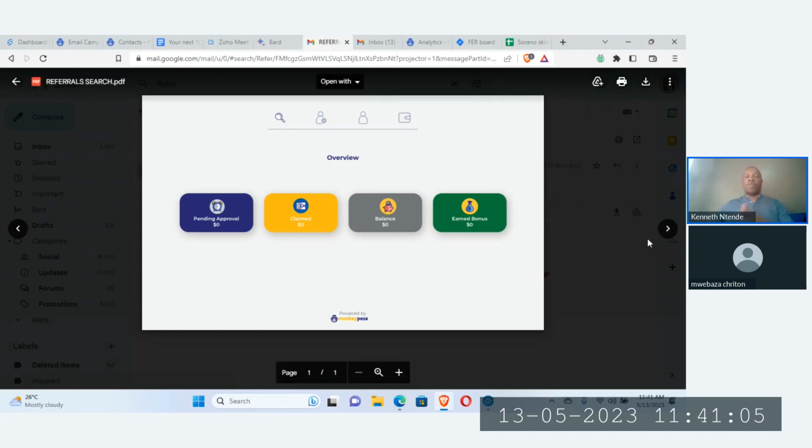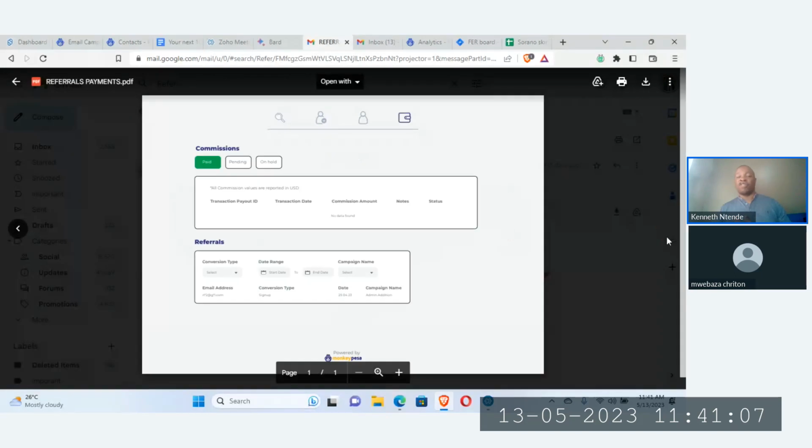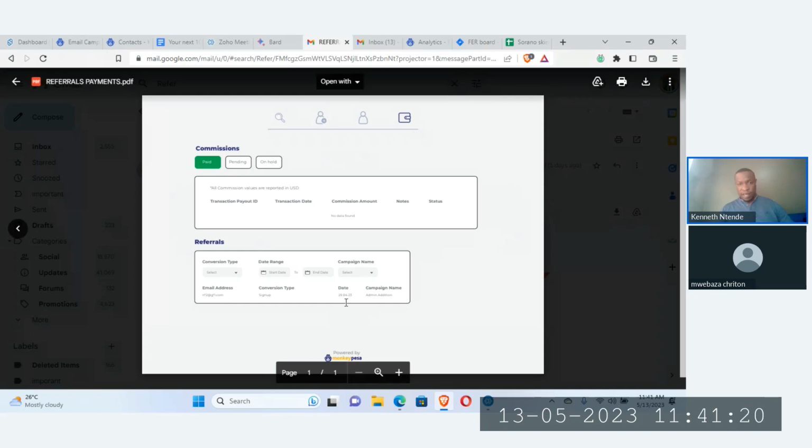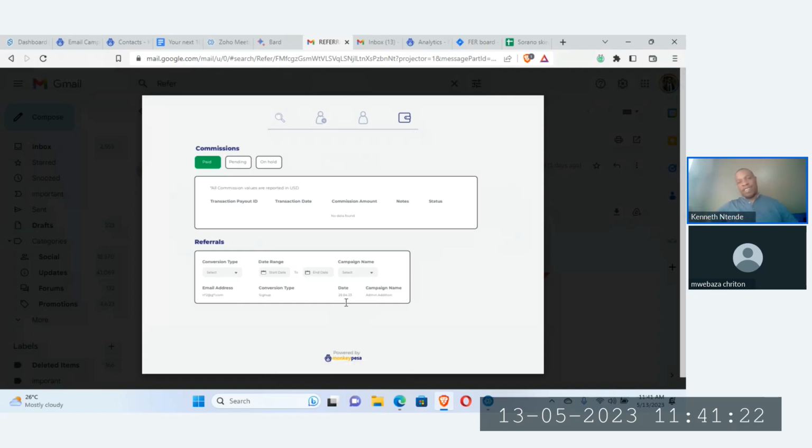This is the automated version right now, and you'd still of course be able to track how much you've made in terms of commissions, the referrals you have made, and the details of those referrals. This is the automated version that is being built as part of Monkey Pesa. But as of right now, we are doing it manually.